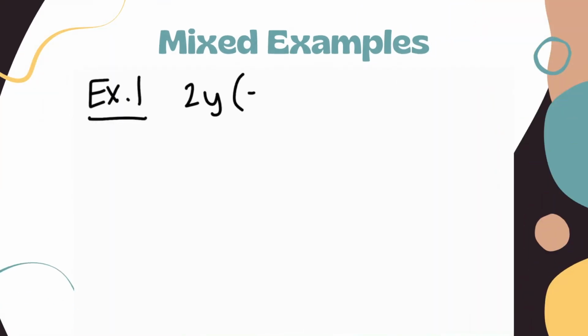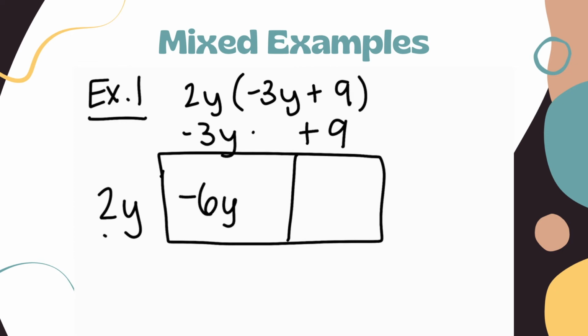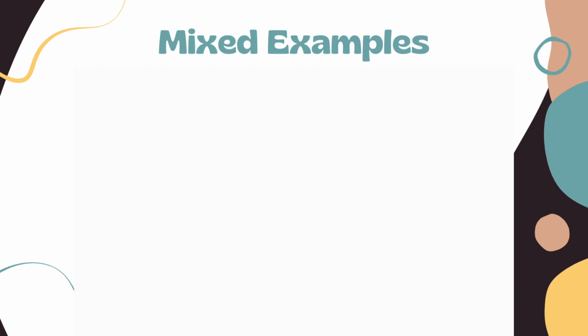So our first example is 2y times the quantity of negative 3y plus 9. Draw your box, put your 2y on one side, your negative 3y plus 9 on the other, split your box up where your terms are, and multiply. 2y times negative 3y is negative 6y squared. Add those exponents, right? 2y times 9 is 18y, with a plus right there, because it's a positive number. So our final answer inside the box is negative 6y squared plus 18y.